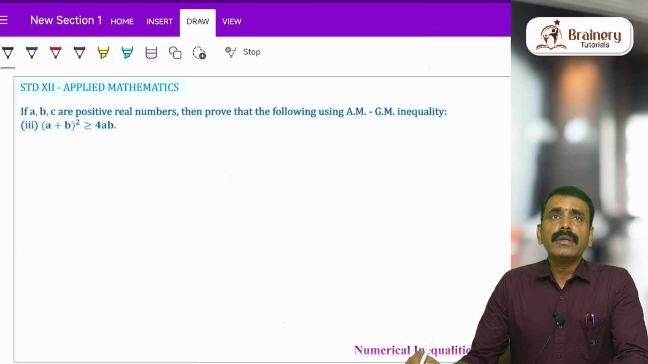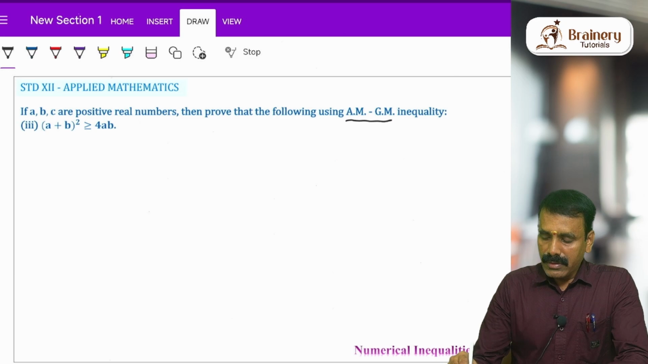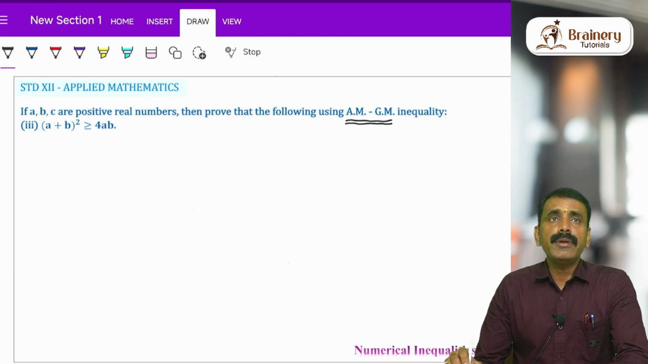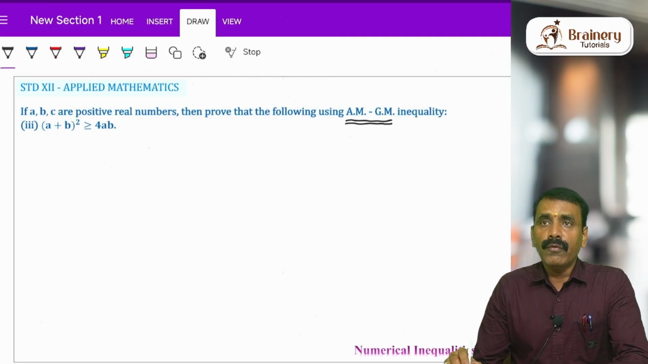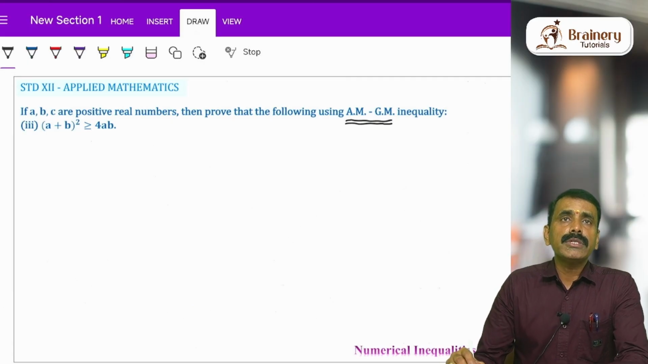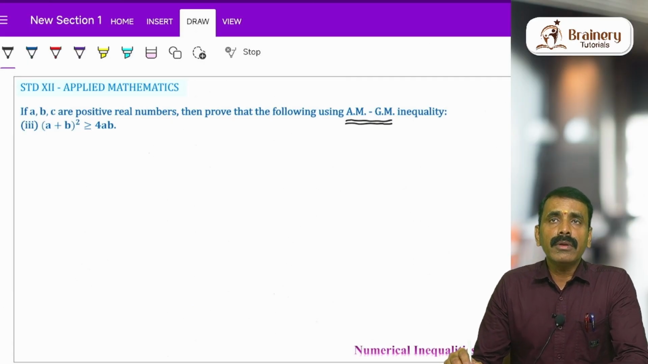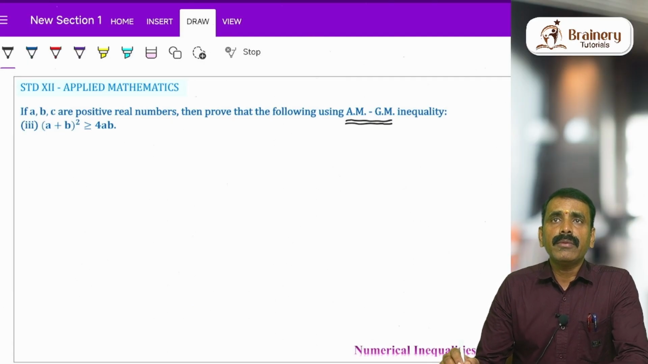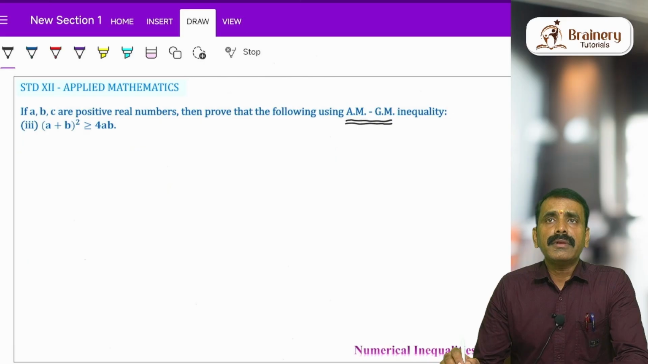Again, see here. If A, B, C are positive real numbers, then prove the following using the AM-GM inequality. The left hand side is (A plus B) whole square greater than or equal to 4AB. Is it clear? We are supposed to prove this one by AM-GM inequality. So we know what the AM-GM inequality is: arithmetic mean is always greater than or equal to geometric mean for any set of positive real numbers.